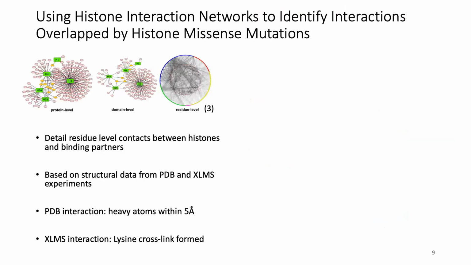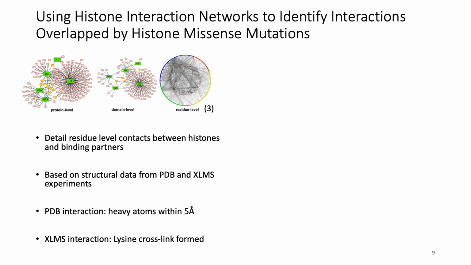Now, one of the first things we want to do is determine how histone missense mutations might be contributing to oncogenesis mechanistically. So in order to achieve this, we've been using histone interaction networks, also known as interactomes, and these were created by our collaborator, Dr. Young-Hui Peng, and they detail residue-level contacts between histone proteins and other biomolecules. They're based on structural data from the Protein Data Bank, as well as cross-linking mass spec experiments.